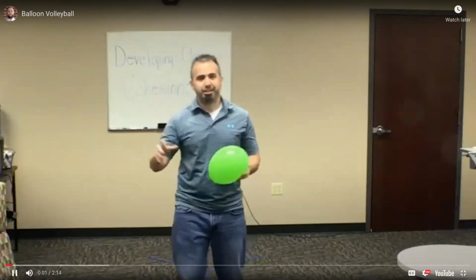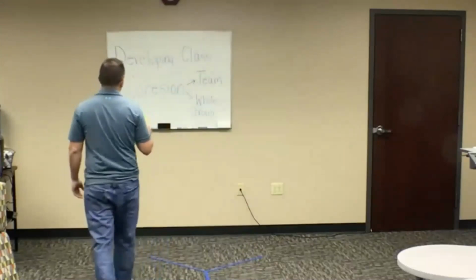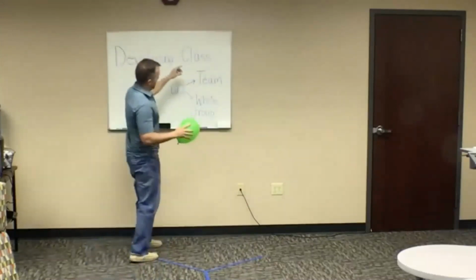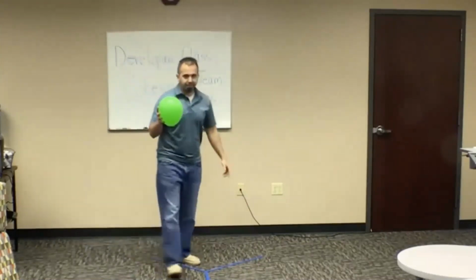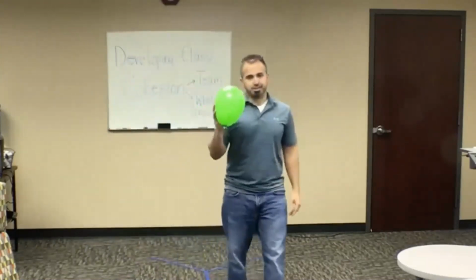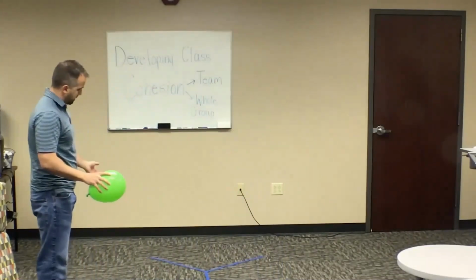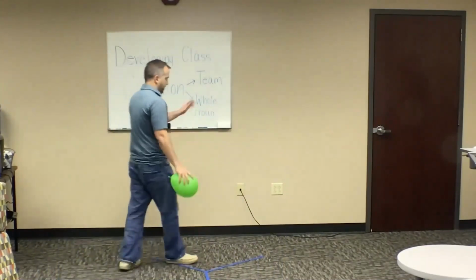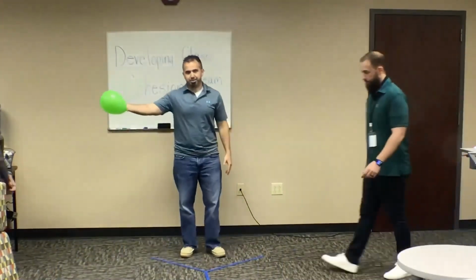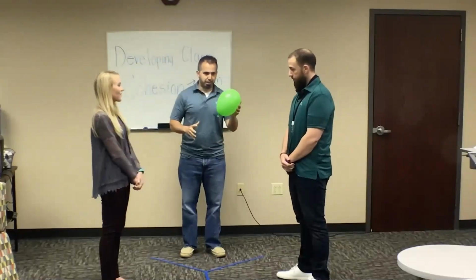Hello everyone, Mike here. Today we're going to be talking about developing class cohesion in two forms, both the team and whole group. Specifically for this activity, it's going to be focused on team. So you can see here I have a green balloon, and on the floor I've divided up using some tape into 3 distinct sections. I'm going to be joined today by my friend Tony and my other friend Kristen, and we are actually going to demonstrate balloon volleyball.